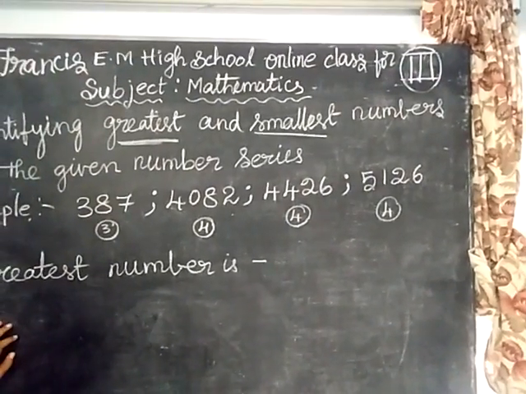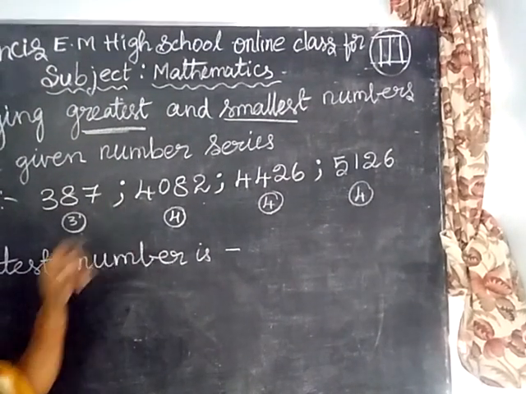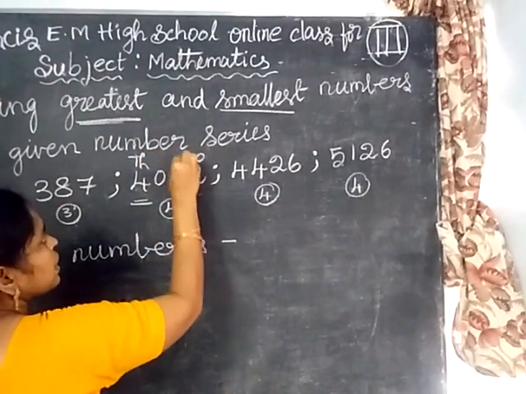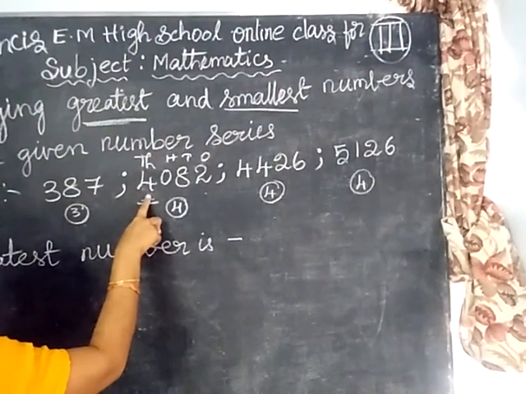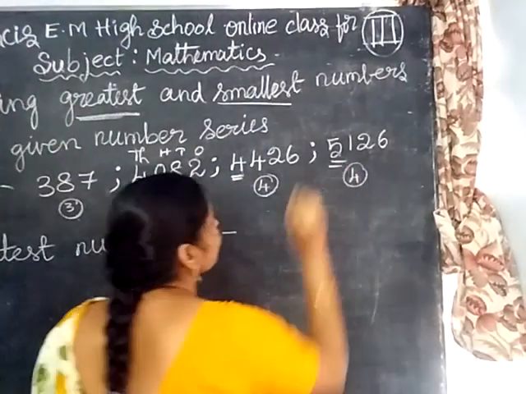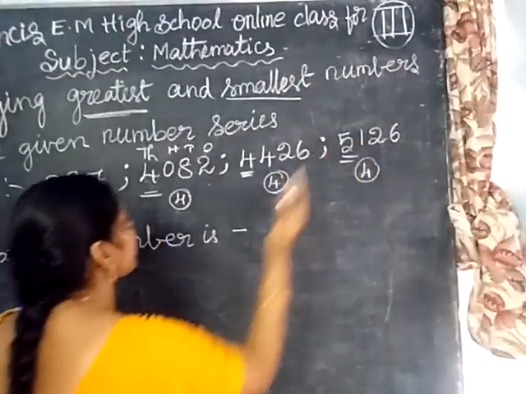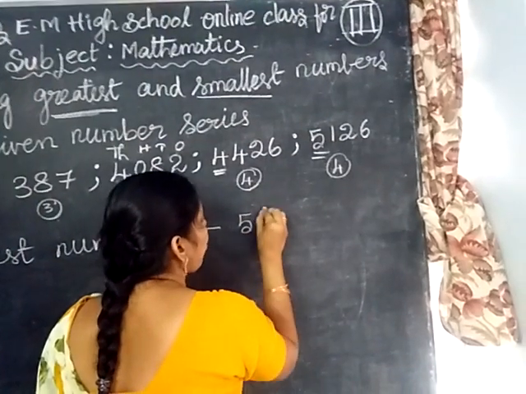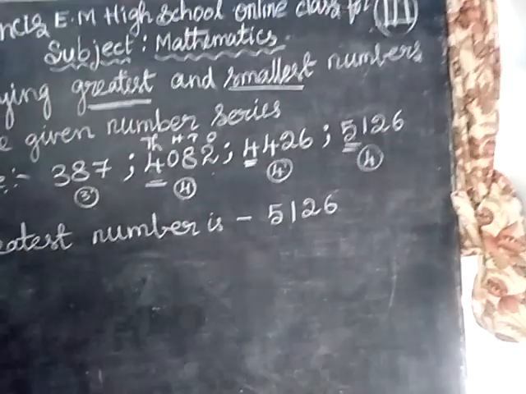You want to see the leftmost place value, that means the thousands place value. What is the number here? Thousands place? See, ones, tens, hundreds and thousands. You know that. So in the thousands place, what number is here? 4. Here 4. Here 5. So which is greater? 5 is greater. So this is the greatest number. The greatest number is 5126.